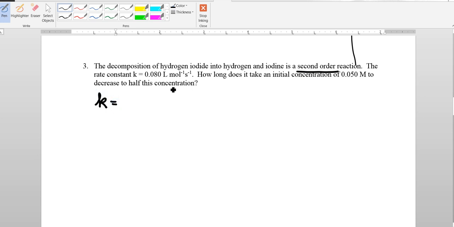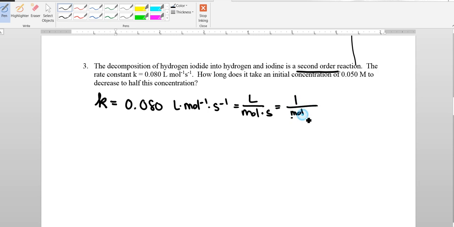So it's always a good thing to write down what you're given in a problem. Okay, so k equals 0.080, and let's try to interpret this unit here. Liters per mole seconds. So this is liters over molarity seconds, which is the same as the inverse of moles per liter, which is 1 over molarity second. So that's what that unit means. It's 1 over molarity second.